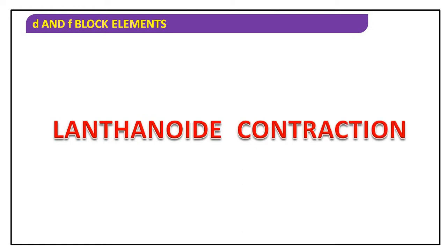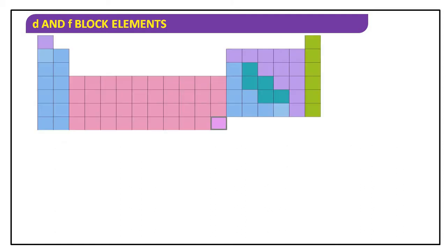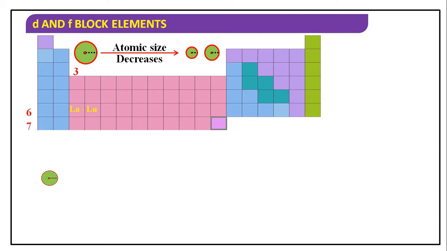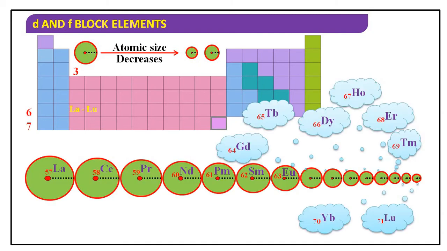Hello students. Today our topic is lanthanide contraction. First of all, we will see what are lanthanides. Elements after lanthanum to lutetium are called lanthanides. These include cerium, praseodymium, neodymium, promethium, samarium, europium, gadolinium, terbium, dysprosium, holmium, erbium, thulium, ytterbium and lutetium. So they belong to the sixth period.